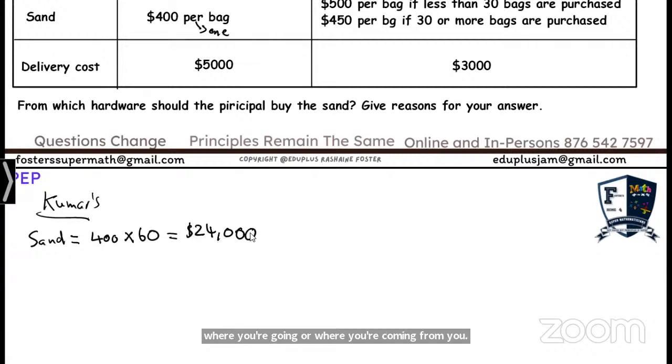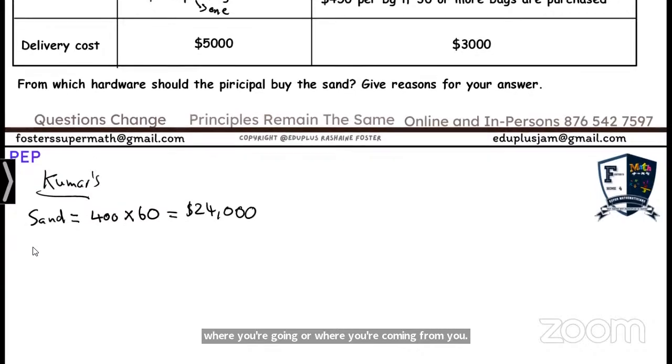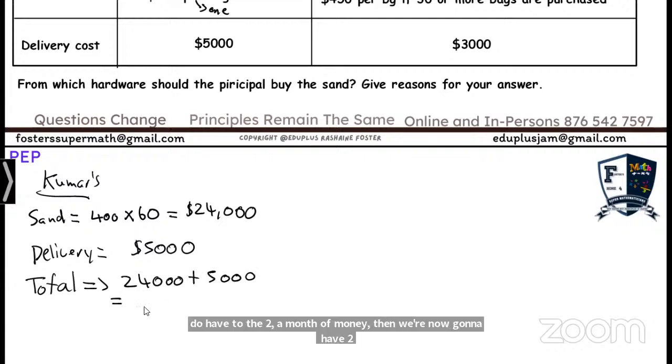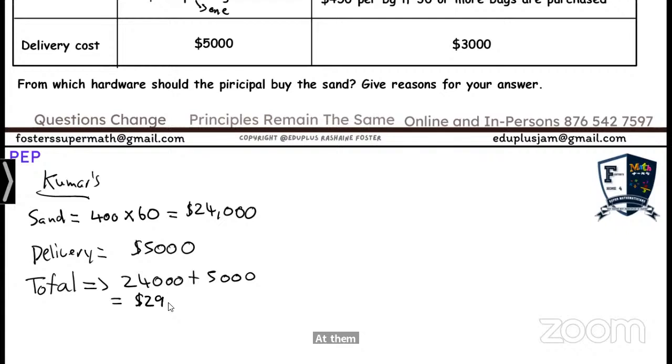Let's go here now. So that's 24,000 for the sand, but then we also have to pay a delivery. How much is it for a delivery at Kumar's? 5,000. So what is the total amount now? How are we going to get the total for Kumar's? We have to add the two amounts of money together, right? When we add them together now, what do we get? Perfect, Mr. Emil, 29,000.